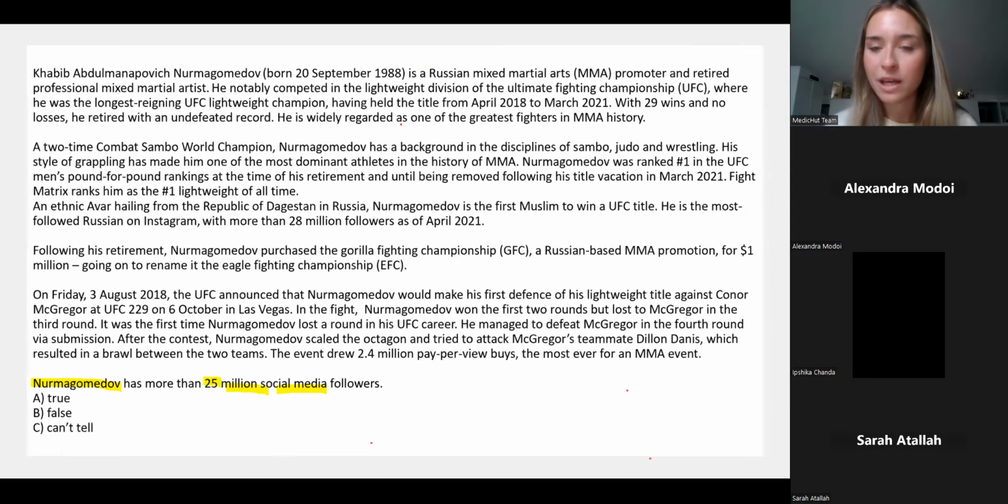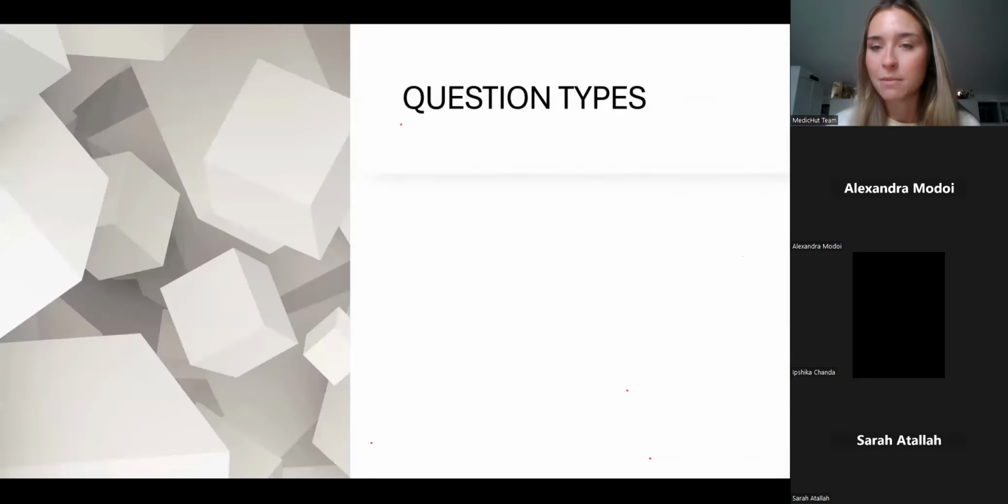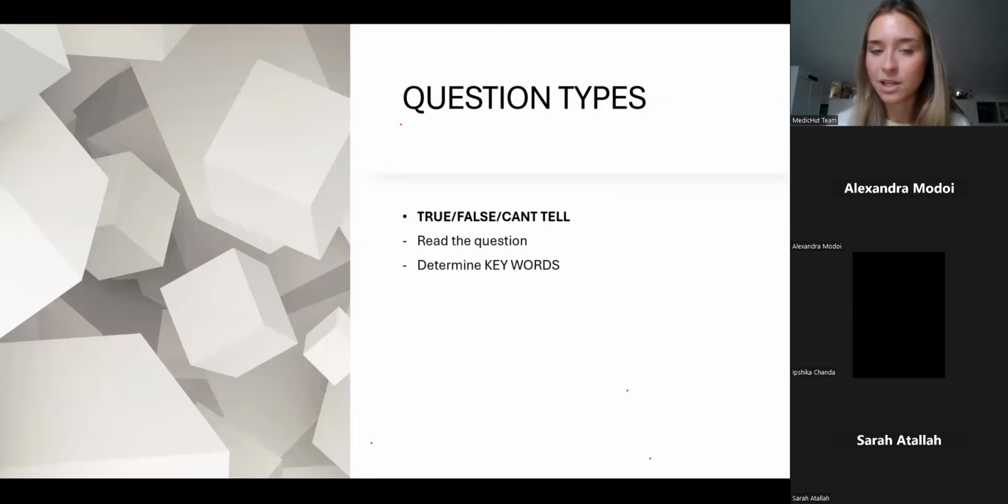So now we'll move into it in a bit more detail. In terms of the question types within the verbal reasoning section, you have two main question types that I mentioned earlier. The first one is true, false, can't tell. For these questions, what we recommend is completely ignoring the text to begin with, just reading the question, determining any keywords, and we'll go through how you can do that later on, and then scanning for those keywords in the text in order to find your answer.